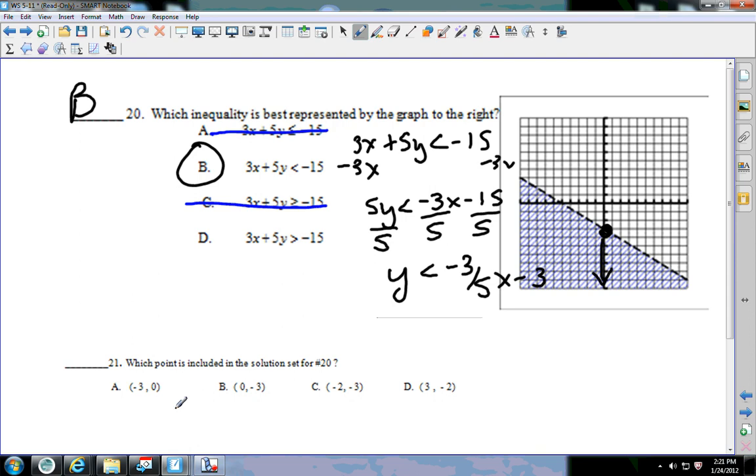Now it says which point is included in the solution set? Well, you need to find something that's in the shaded area because it can't be on the line because it's dashed. So you have negative 3, 0. There's that point. It's not in the shaded area. That's not the answer. 0, negative 3. That's on the dashed line. That is not equal to. Negative 2, negative 1, 2, 3. Sure enough, that's in the shaded area. Let's double check this one. 3, 1, 2, 3, negative 2. That is not in the shaded area, so your answer would be C.